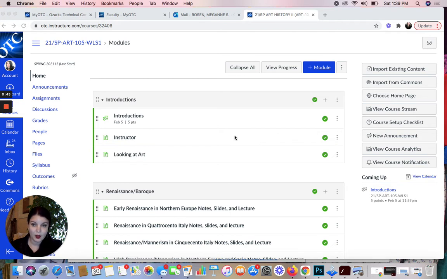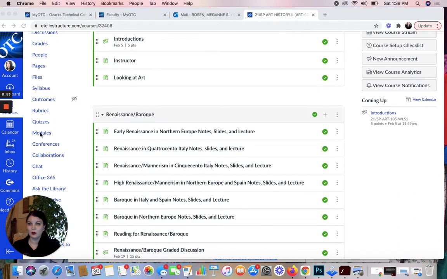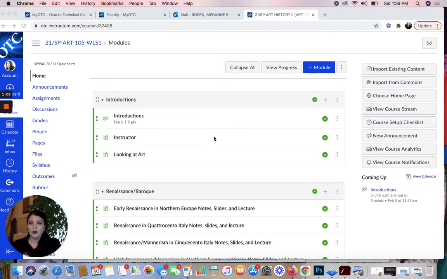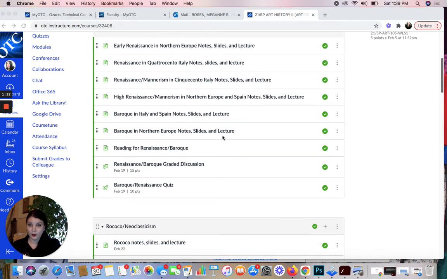When you come into Canvas, I've set our home page to be the modules page. If you get off of this page, you can also just click the little link over on the side that says modules, and it'll take you back here. This is where all of your information and the links to all of the things you need to watch, read, or participate in for the class are going to be. First things first, let's look at where the syllabus is.